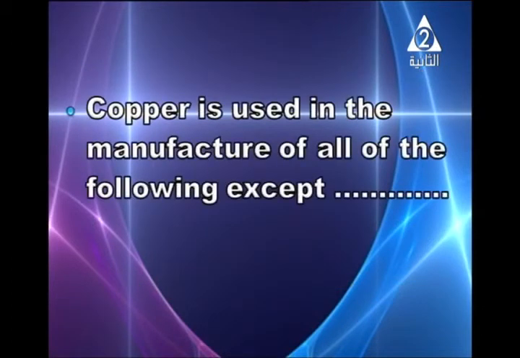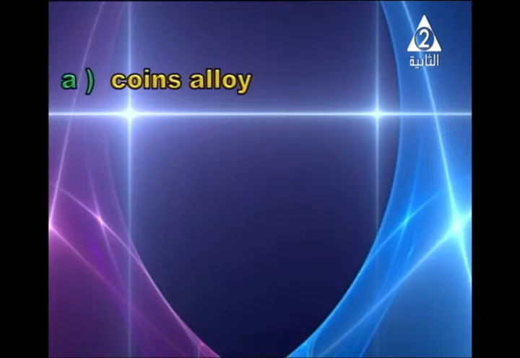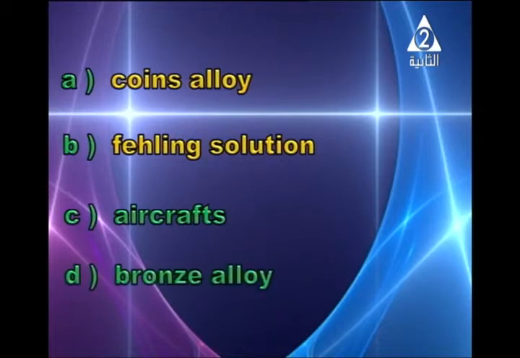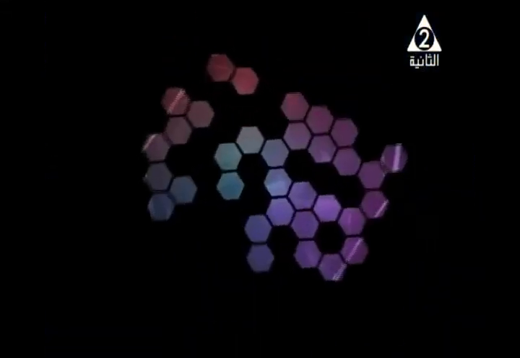Copper is used in the manufacture of all of the following except coin alloys, Helmy solution, aircrafts, or bronze alloy. The answer is aircraft, because copper is a main component of the coin alloy, main component of Helmy solution, and also in bronze alloy. Let's move to another kind of questions.